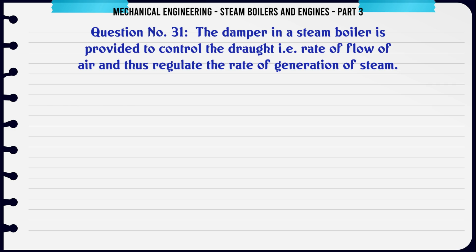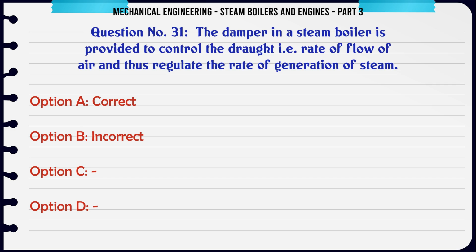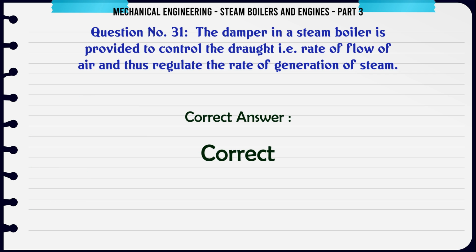The damper in a steam boiler is provided to control the draught, i.e. rate of flow of air, and thus regulate the rate of generation of steam. A. Correct. B. Incorrect. C. D. The correct answer is correct.